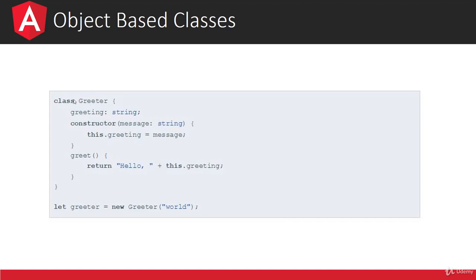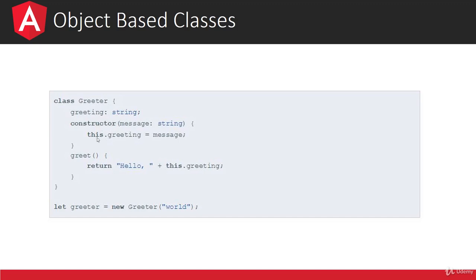But here we just have a class called greeter. We have a property. Okay, so classes can have properties which are basically like attributes. And you can see this greeting property has a type of string. We have a constructor. This is a method. A method is basically a function within a class. So we have two methods here, constructor and greet.